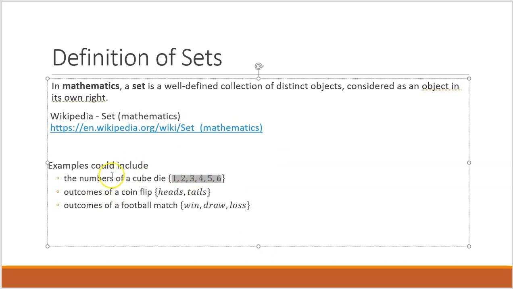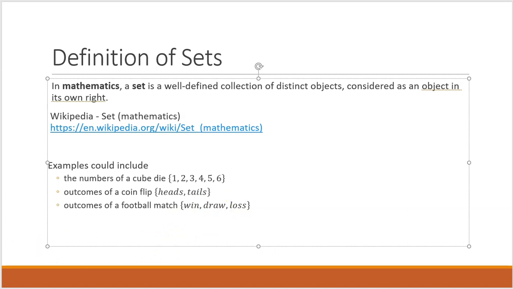Another experiment we could do could be a coin flip. So the two possible outcomes could be either heads or tails. And we can write that as a set in curly brackets or braces, heads and tails. And the final one I thought of was outcomes of a football match. So you could either win, you could have a draw, or you could lose. So these are three possible outcomes that you would see in a football match.